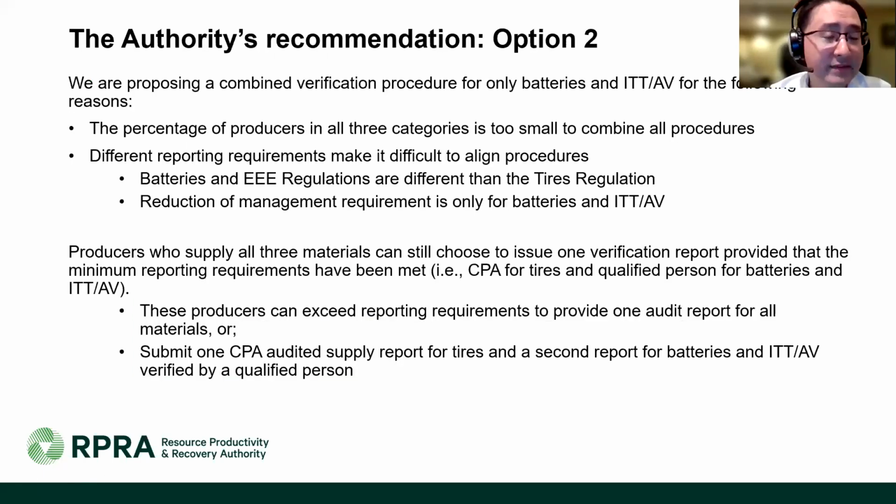After the authority evaluated all the advantages and disadvantages of the three options, we are proposing option 2. That is a combined verification procedure only for battery and ITTAV. For the reasons already mentioned, as the previous table summarized all the producers currently registered, we find that only 0.5% of the producers actually fall into all three categories, and it's too small to combine. And there are different reporting requirements.